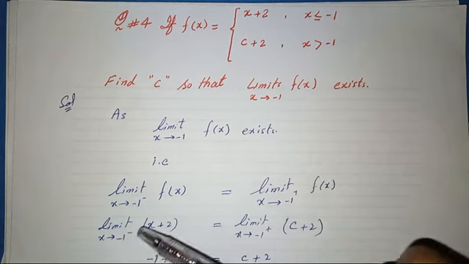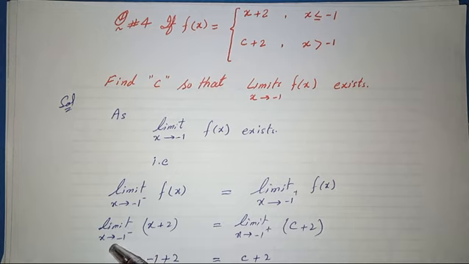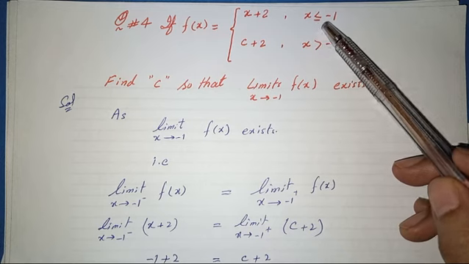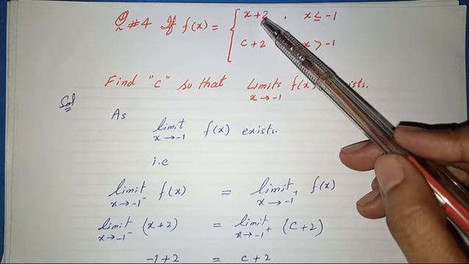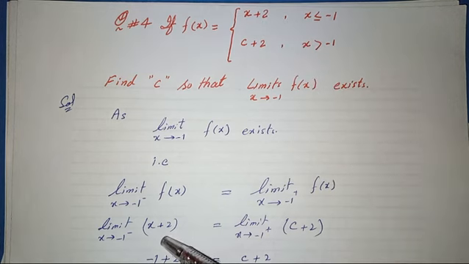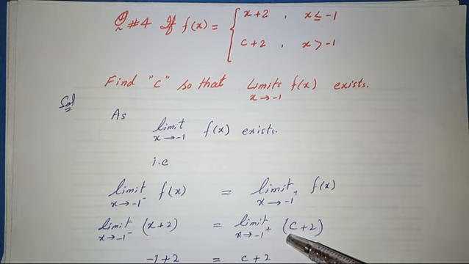Now see here, x tends to minus 1, the value of x is less than minus 1. Now come to the question, the value of x is less than minus 1, so the function is x plus 2, as you can see given in the question. So write it: limit x tends to minus 1, on the left hand side the function is x plus 2, while on the right hand side limit x tends to minus 1 plus. What does this plus show? It is just an abbreviation for right hand limit.